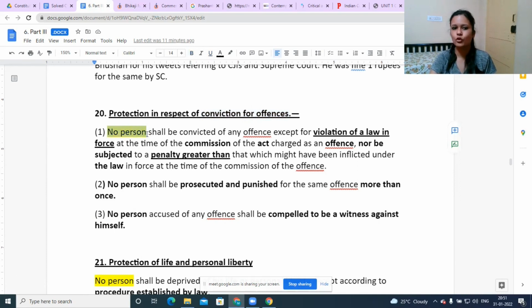First one says no person. So no person as in it's applicable for both citizens as well as non-citizens. Okay, why is it necessary to make this right available for non-citizens also? In your opinion, why is it necessary to give this to non-citizens also? Even they should be treated fairly in the process of.